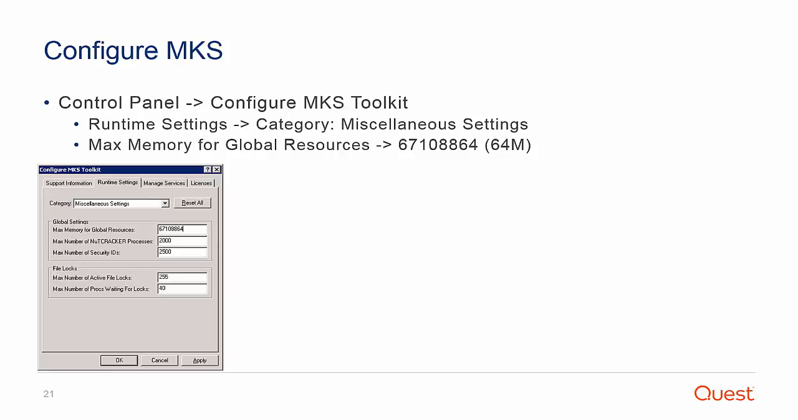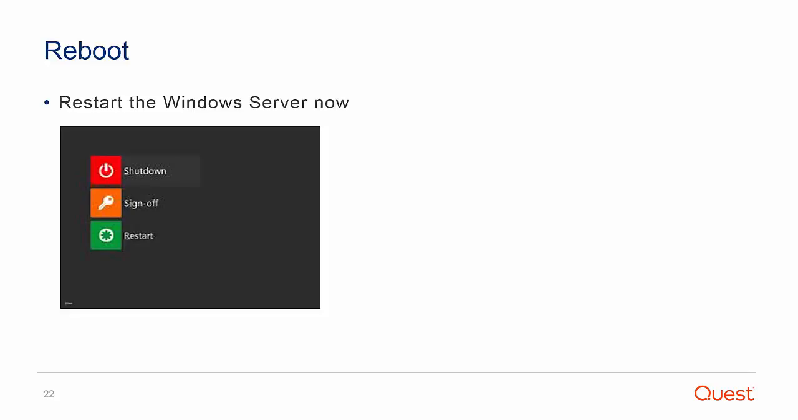Under Global Settings, in the Max Memory for Global Resources text box, change the value from 16 meg to 64 by typing it in the box. Click OK to close the dialog box. Finally, restart your computer in order for the change to take effect.